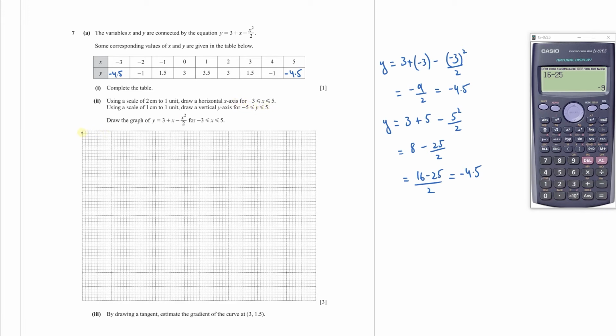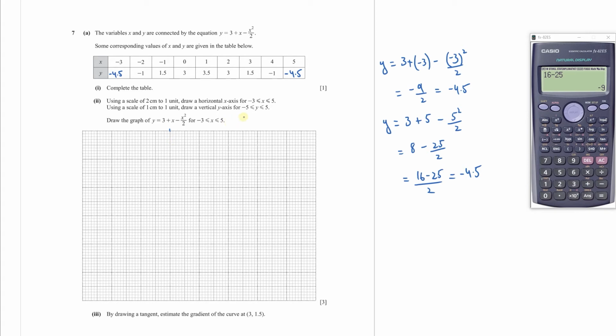So if I take this line as minus 3, and then I have 2 centimeters for 1 unit. So this is 1 centimeter. So if this is minus 3, 2 centimeters will be this, which is minus 2. This will be minus 1, and this will be 0. So this will represent the line x equals to 0, which is also the y-axis.